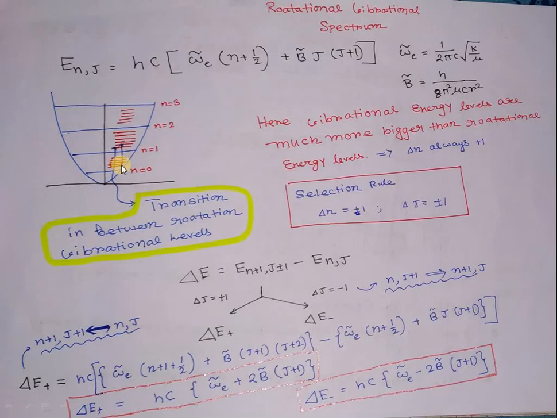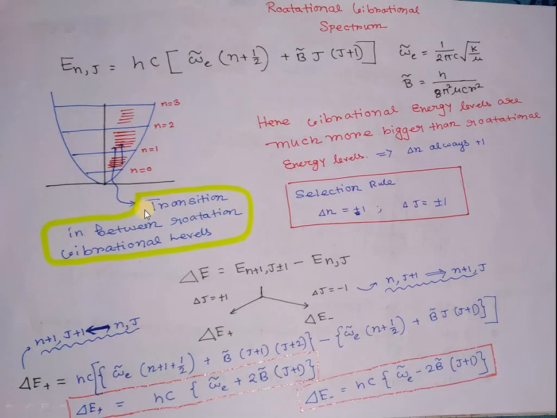Again, sometimes it happens that this is the energy level of j is equal to 1, and after absorption of sufficient energy it goes to this energy level where j is equal to 0. So in that case delta j is equal to -1. So delta j can be +1 or -1, but delta n will always be +1. So this is the selection rule that has to be followed for the rotational vibrational spectrum.